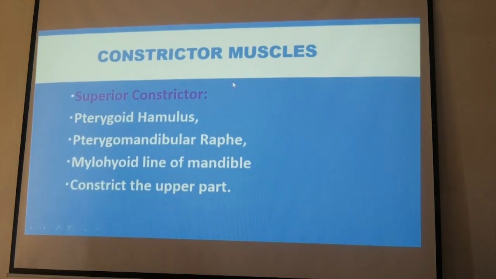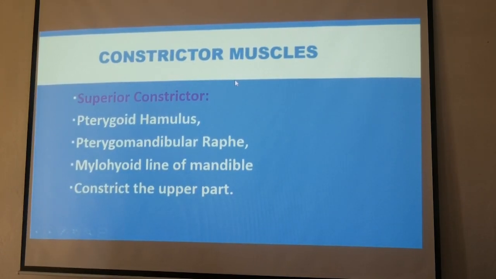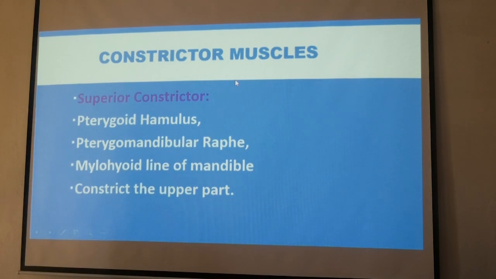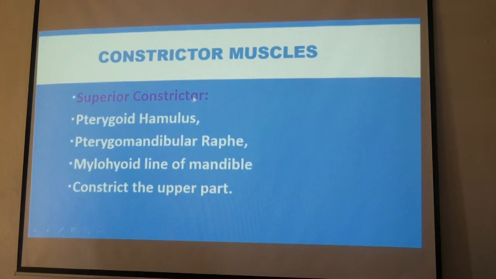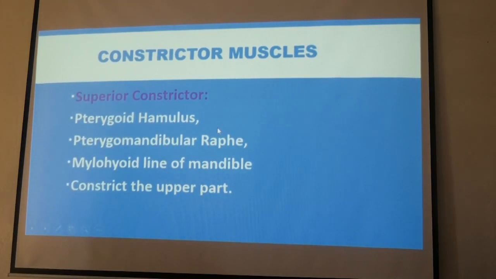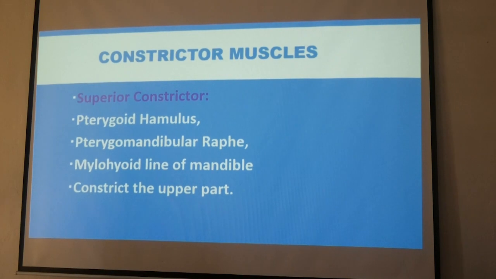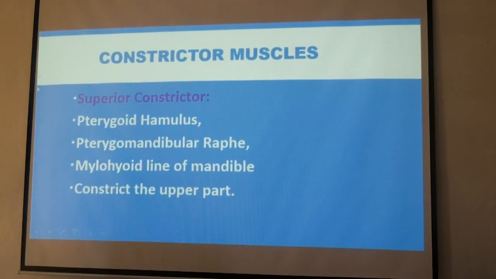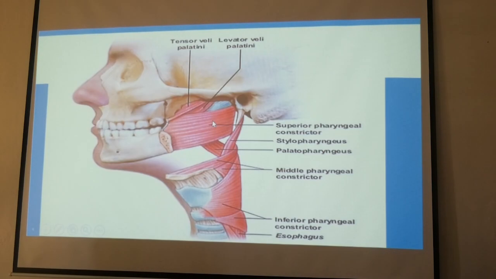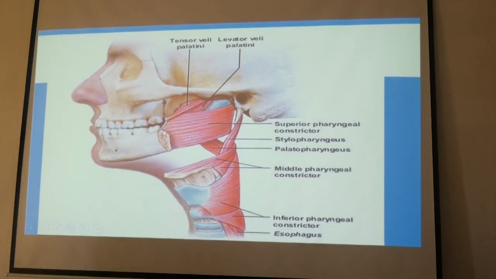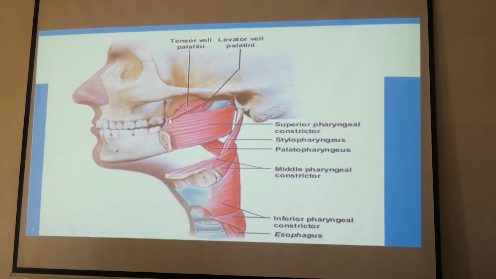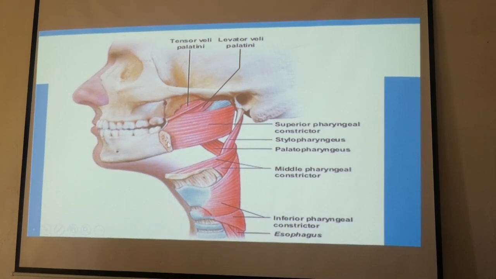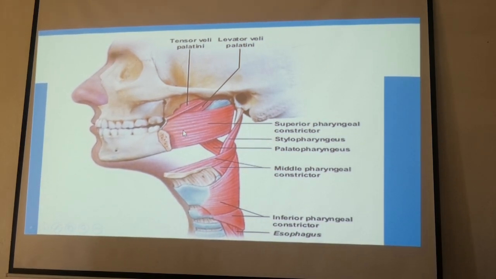This used to come as a short note. Okay, constrictor muscle of pharynx used to come as a short note. So there you have to definitely mention the origin, insertion, nerve supply and function. And preferably if you could draw some diagram also. Okay. So see, this is the superior constrictor. You could see what a large muscle, right? So from the pterygoid hamulus up to the mandible, this whole extent is the superior constrictor.